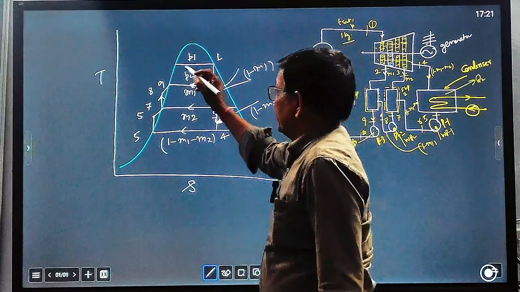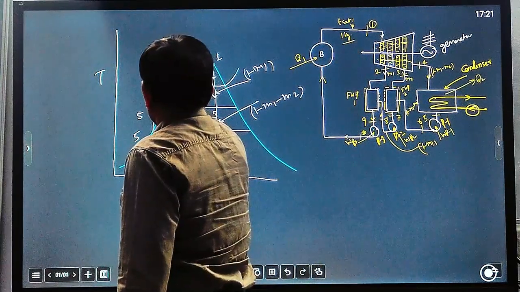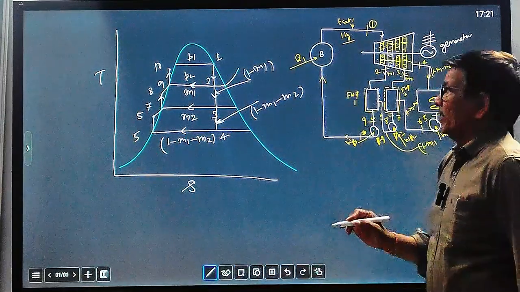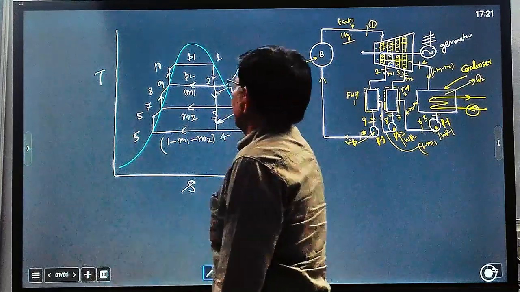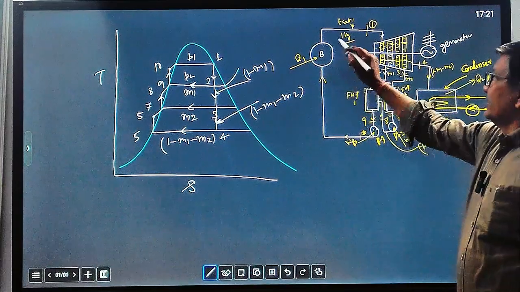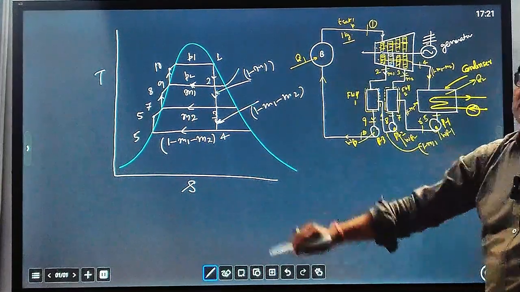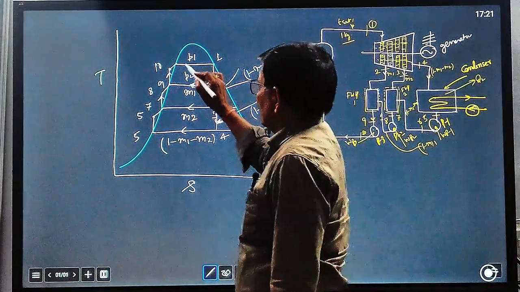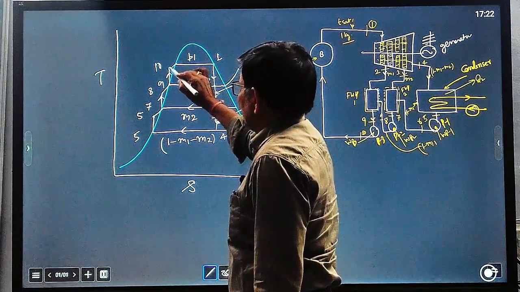So it will become 1 kg. So 9 to 10 is 1 kg of water pumped back to the boiler. This completes the process. So 10 to 1 is a heat addition process in the boiler, because now the heat addition process is only remaining from 10 to 1.